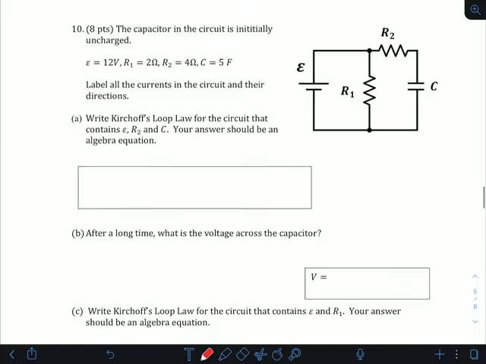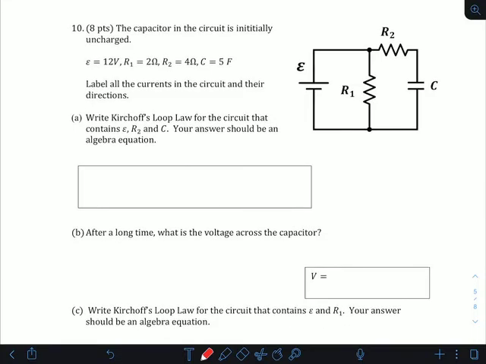Question 10 is one of the longer questions. We have a capacitor in a circuit. It's kind of an RC circuit, but a little unfamiliar from what we've done in the past. And we're asked to find various variables in the circuit. So let's take a look at this.